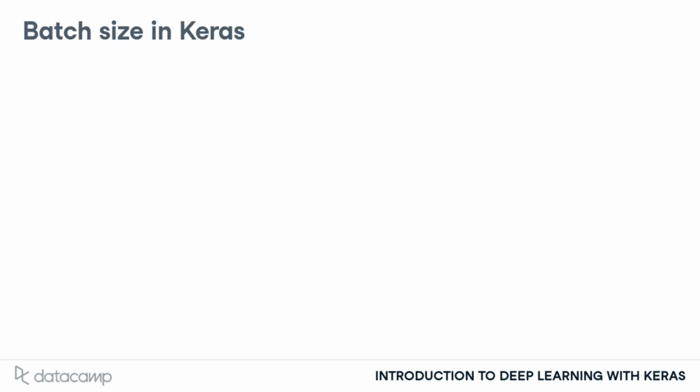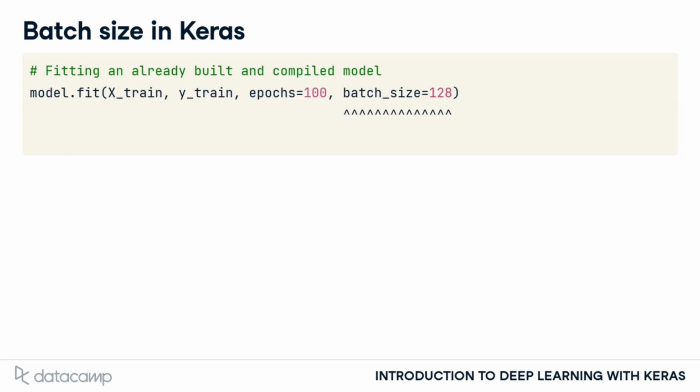You can set your own batch size with the batch size parameter on the model's fit method. Keras uses a default batch size of 32. Increasing powers of 2 tend to be used. As a rule of thumb, you tend to make your batch size bigger the bigger your dataset.